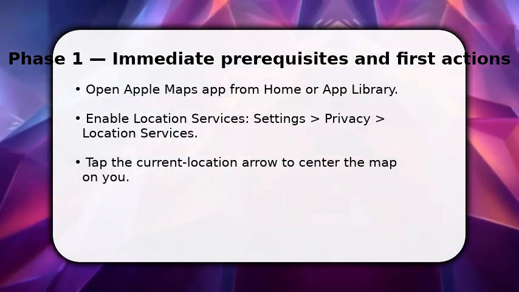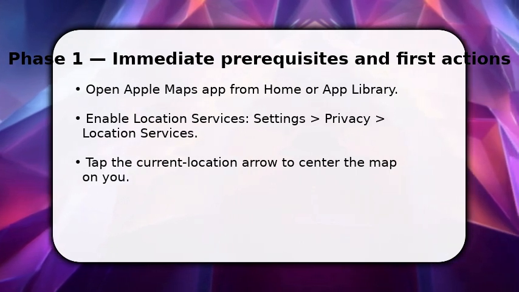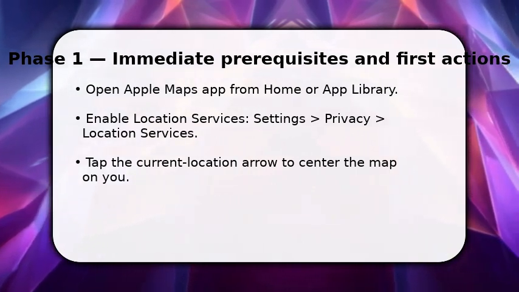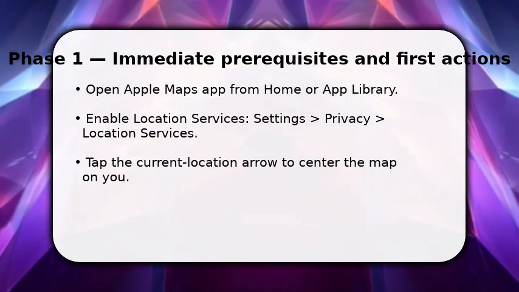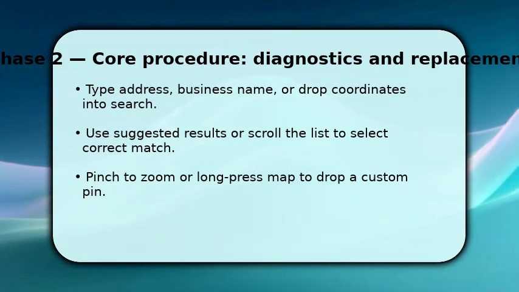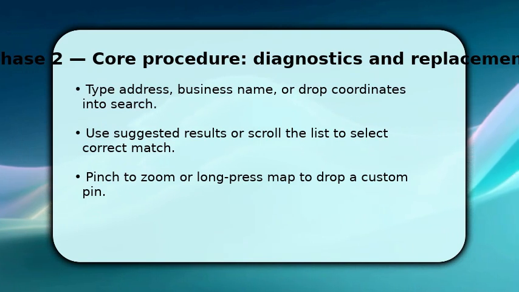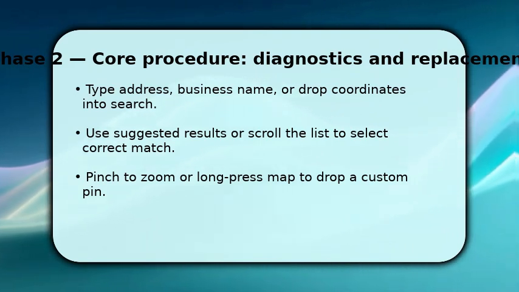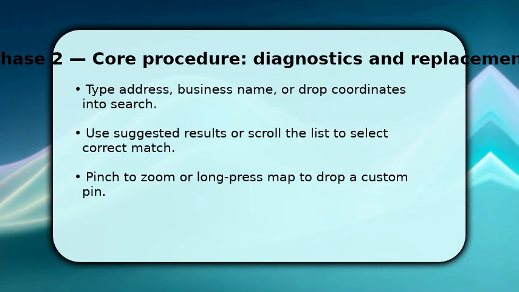Make sure your keyboard appears and that you have a stable internet connection. This speeds autocomplete and brings up suggestions immediately. You type the place you want in the search bar, a business name, street address, or even latitude and longitude, because Maps uses that input to fetch matches.